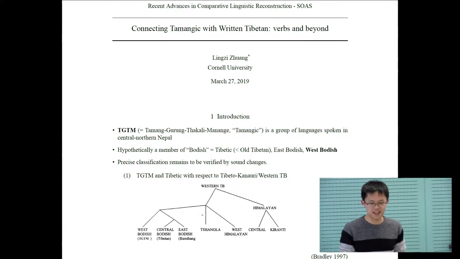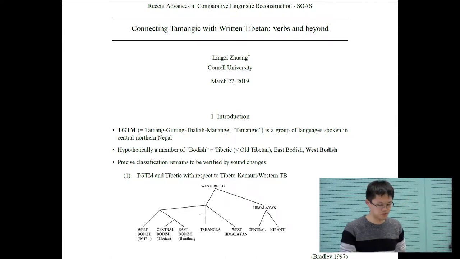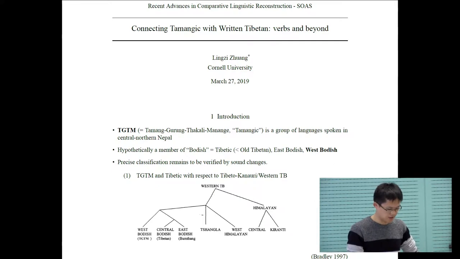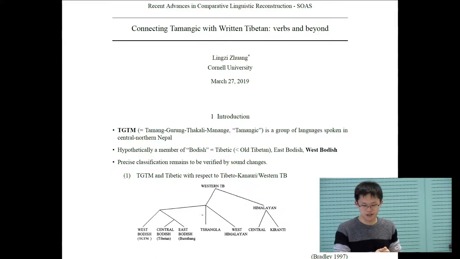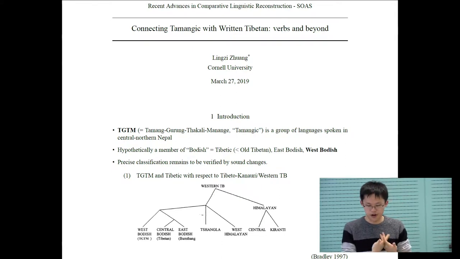The title here is connecting Tamangic with written Tibetan verbs and beyond. The idea is that I'm going to be looking at this group of languages called Tamangic, or as I will call them, TGTM. They're a somewhat small group of languages spoken in central Nepal that are hypothetically a member of Bodish. And Bodish is a term that floats around in literature from very early on. It's sort of hypothetically a group, but requires rigorous verification through neogrammarian means, i.e. sound changes.